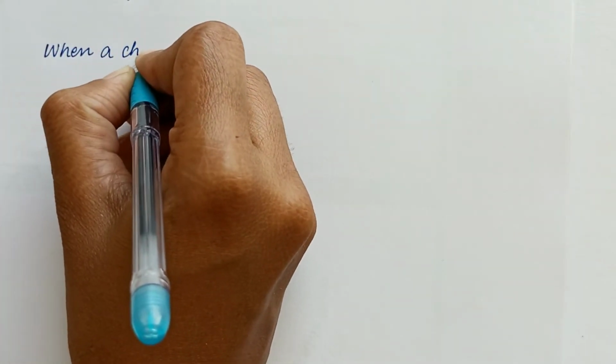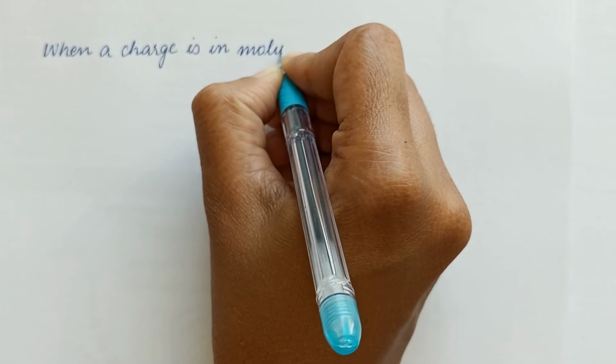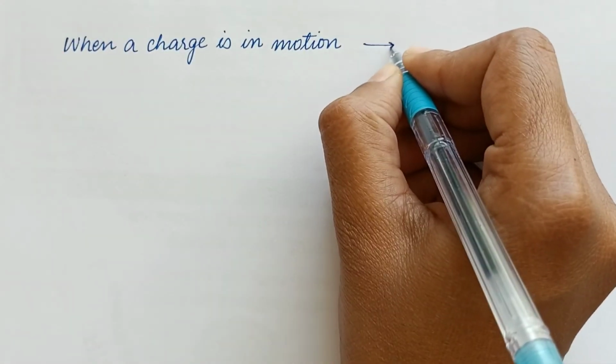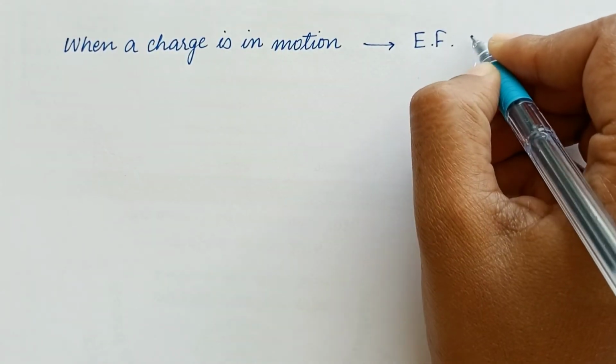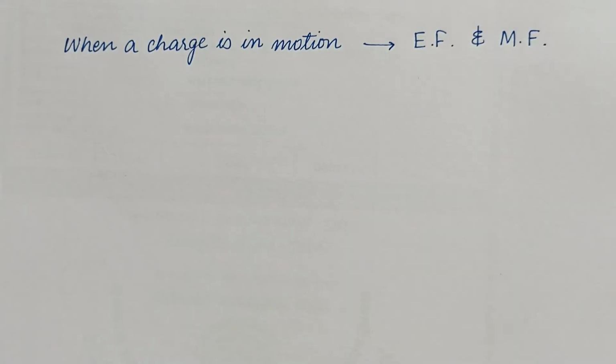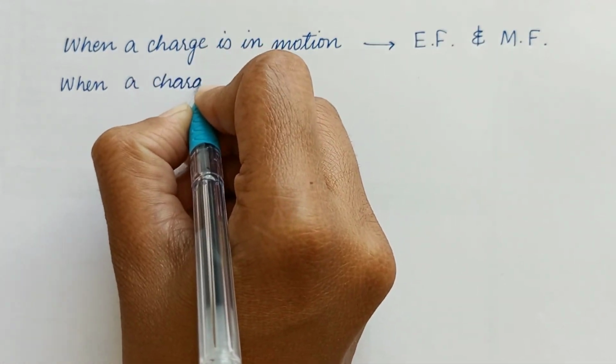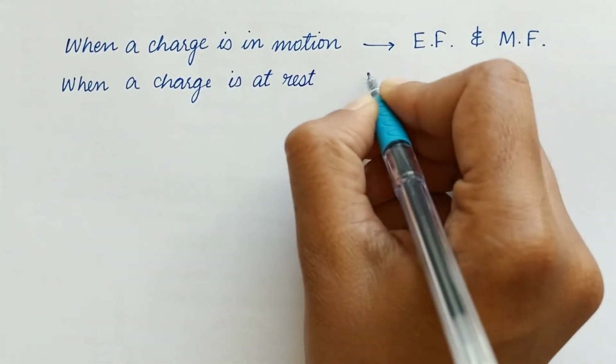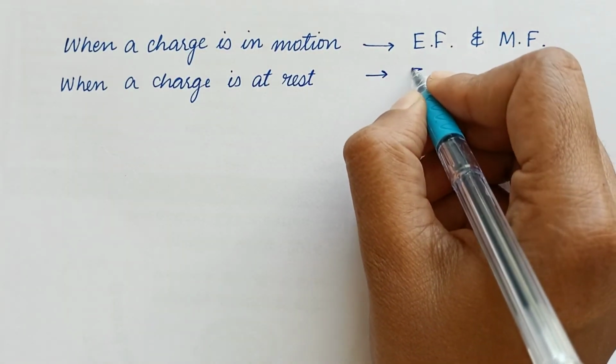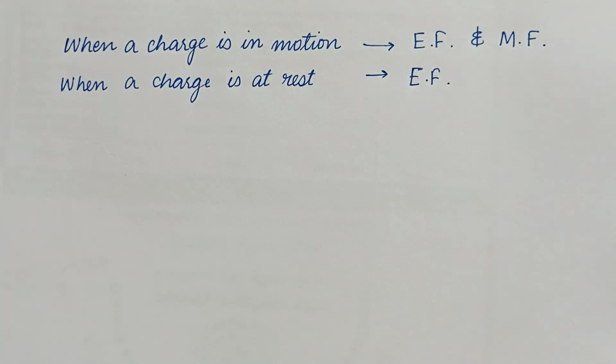Now, coming back to the charge again. When a charge is in motion, it will produce electric field and magnetic field. And when charge is at rest, it will produce only electric field. Before that, what is electric field and magnetic field? Through this diagram, you can easily recall what is electric and magnetic field.